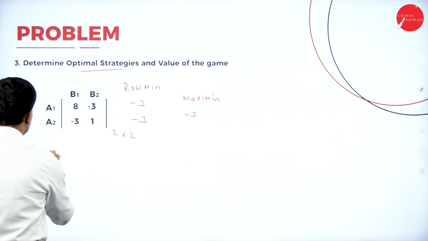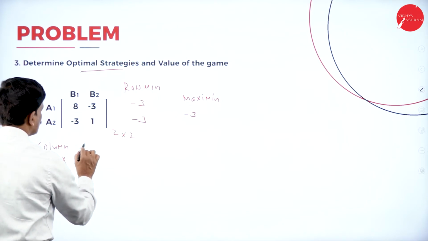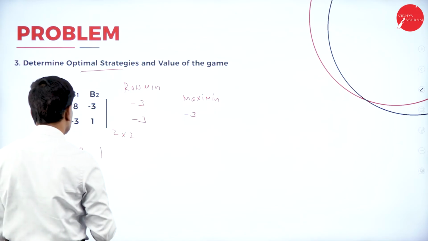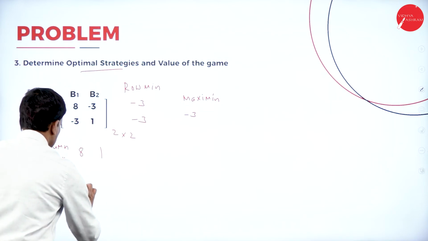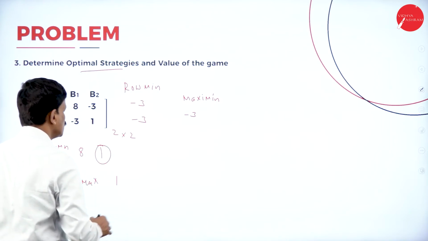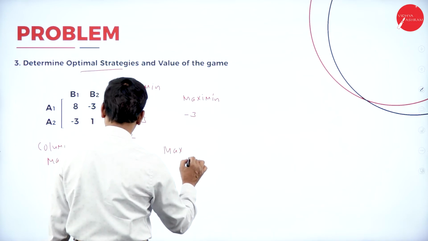Now let us find out the column maximum. The maximum value is 8 in the first column and the maximum value is 1 in the second column. Now find out the minimax value. Minimum in this maximum value is plus 1. See here, this is plus 1 and minus 3.